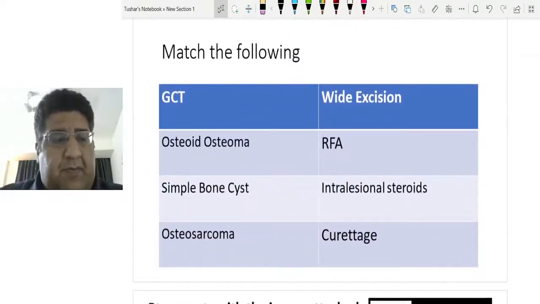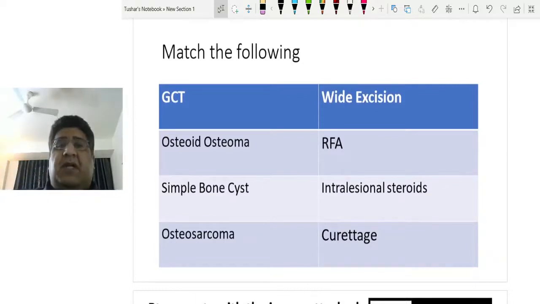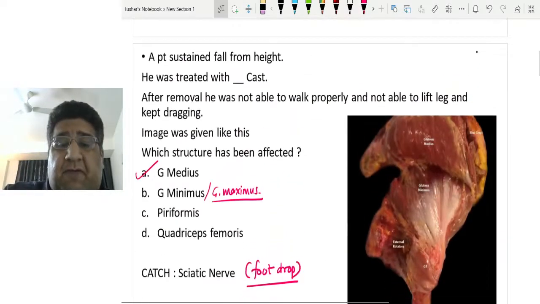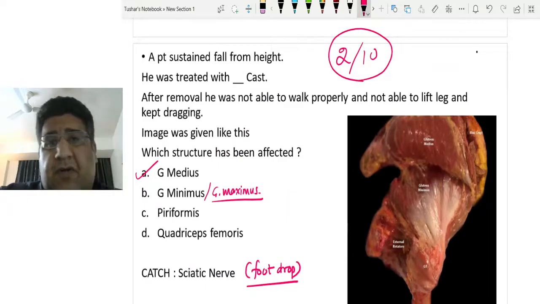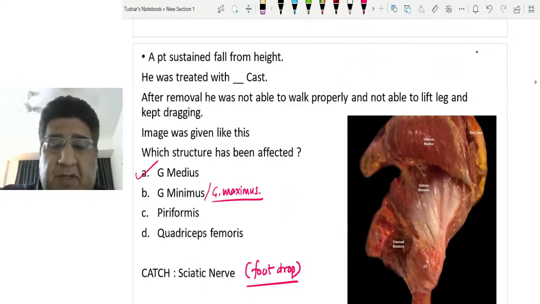Second question, allegedly a difficult subject. Everybody is talking about orthopedics, but now let's see. First question, on a scale of 10, is hardly 2 out of 10, and most of you got it right. Now let's talk about the second question.